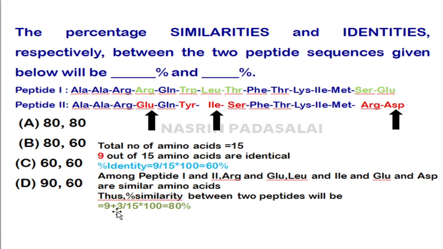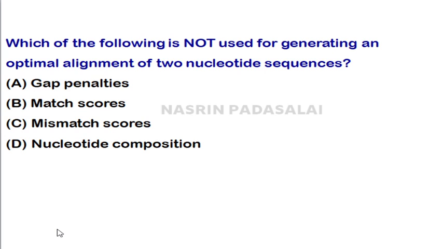Therefore, 9 plus 3 divided by 15 into 100. So 9 amino acids are identical and 3 amino acids are similar. So this is how you need to find the percent of similarity between 2 peptides.